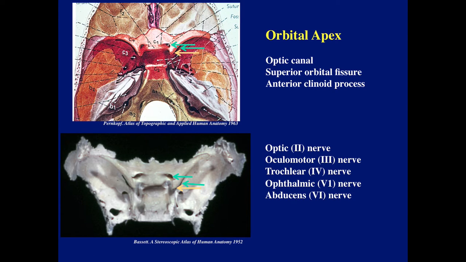Now, why is the orbital apex important? That is, the structures of the optic canal, superior orbital fissure, and the anterior clinoid process. Because a number of nerves go through these structures: the optic nerve, the oculomotor nerve, the trochlear, the first division or the ophthalmic division of the trigeminal, and the abducens nerves.